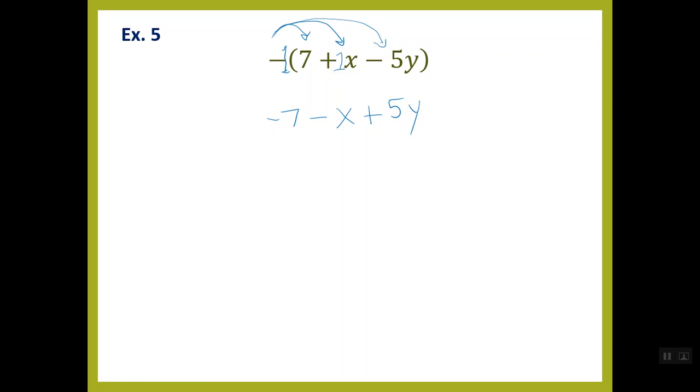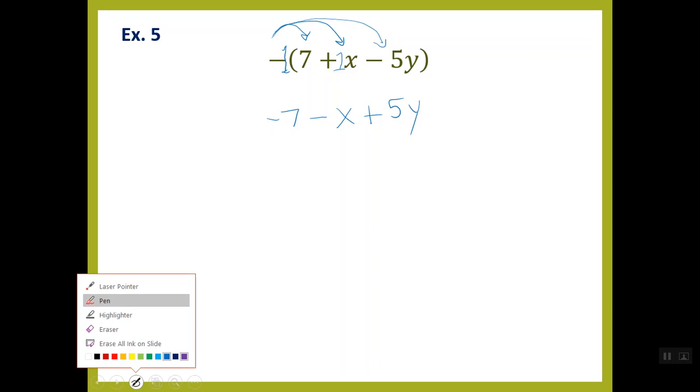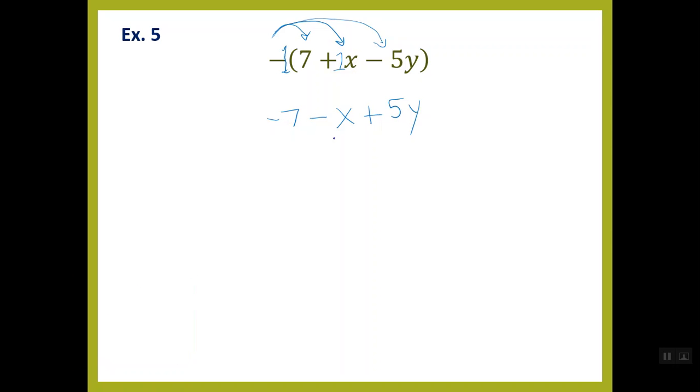Now we want to write this and rearrange the order so that it's alphabetical. I'm looking at my x term, and what's really important to notice is that the x is a negative x because that negative is coming ahead of it. So when I rearrange it, I need to put the negative of that x ahead, and include the negative when I'm putting that negative x first.